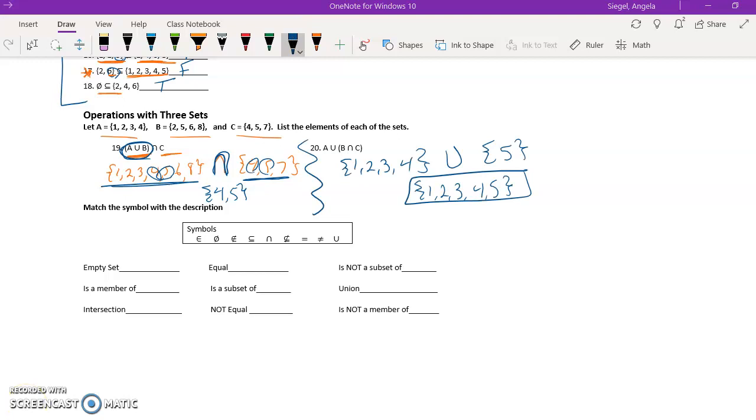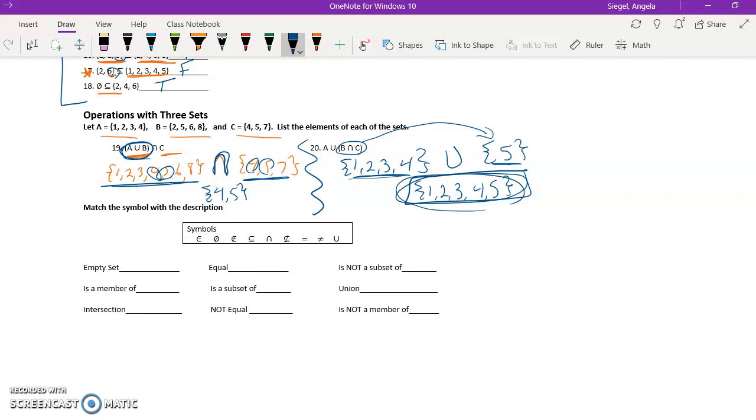Okay, so here I found the intersection of B and C, which was only 5. So that set only has 1 element in it. And then A is this. So the union is everybody coming together. So this is my final answer.